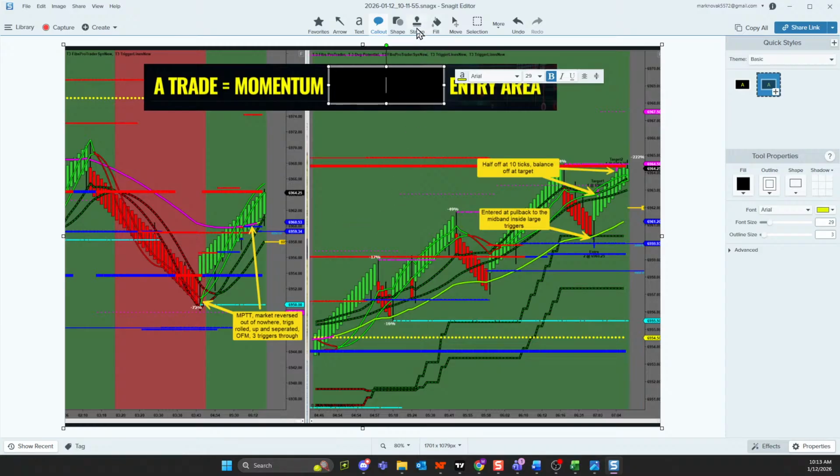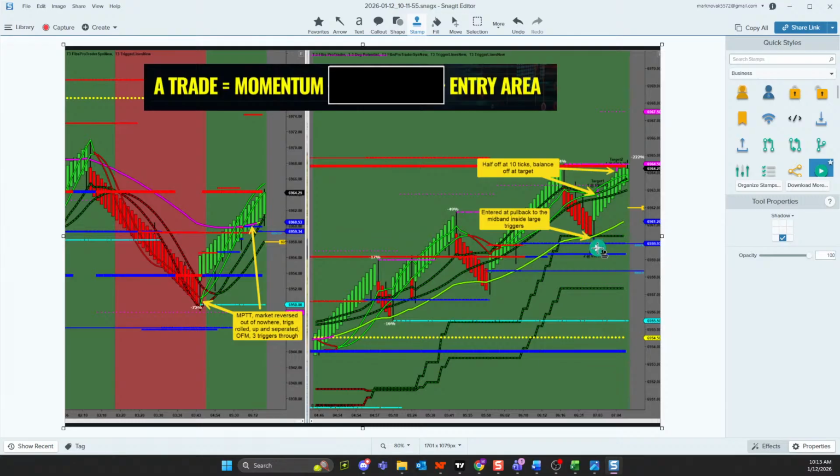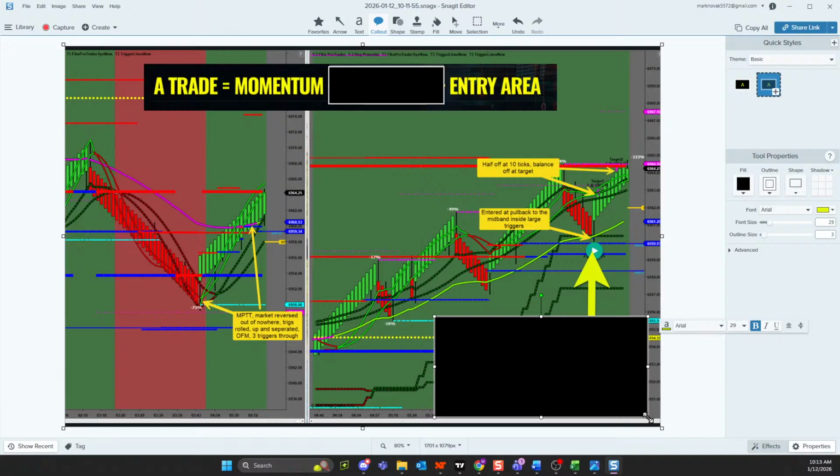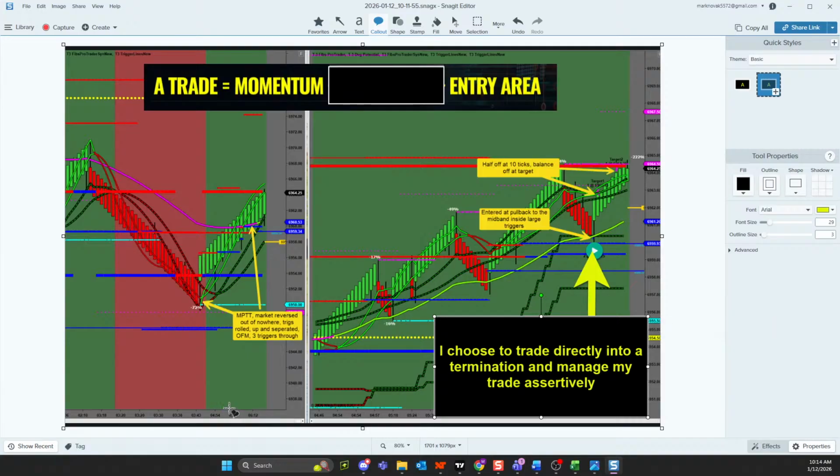And Pete says, but you know what? That's about the lowest risk entry. Damn near bought the low tick because my entry rules are freaking amazing. And with all of that momentum, Pete said, and I don't have a Pete voice today, Pete said, I choose to trade directly into a termination and manage my trade assertively. Does that make sense, guys? That's your right. Now I'm going to show you the second half of that.